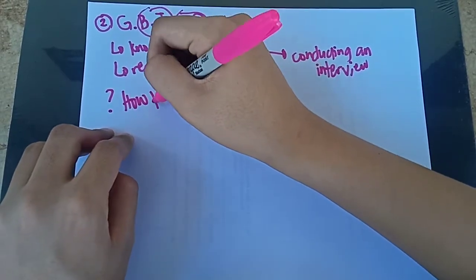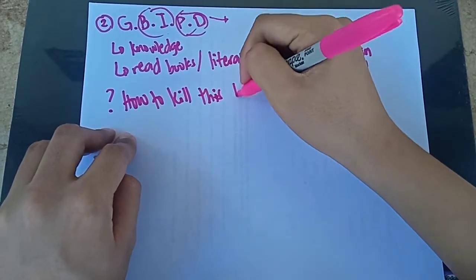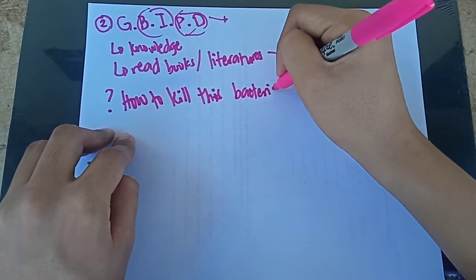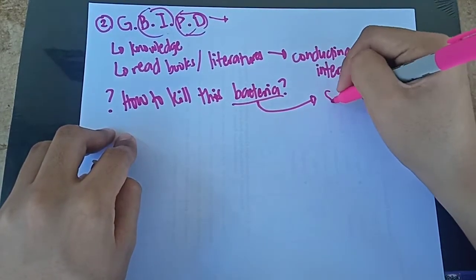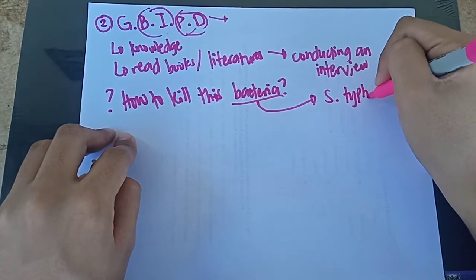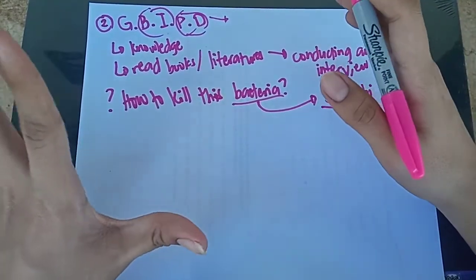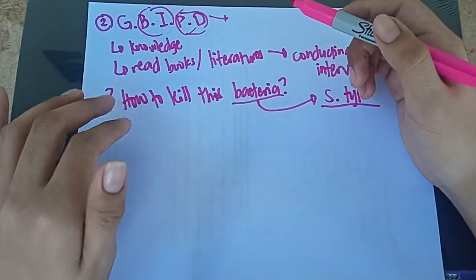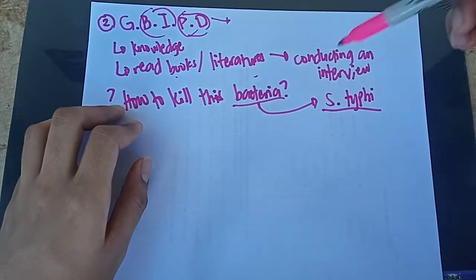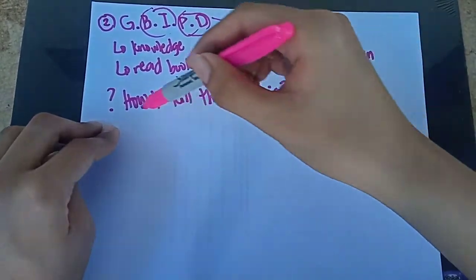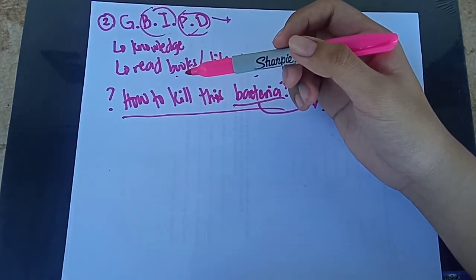How to kill the bacteria? And what is that bacteria again? We are pertaining to the Salmonella typhi or S. typhi. Now, in gathering basic information and preliminary data, we must read books, literatures, or conduct an interview. And we must have the research question, which is how to kill the bacteria causing the typhoid fever.